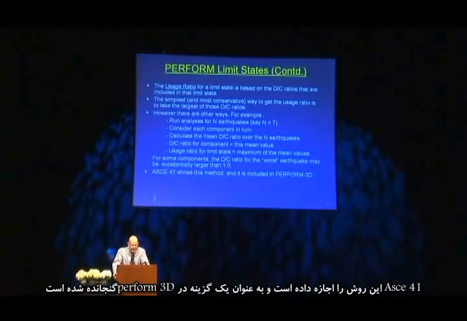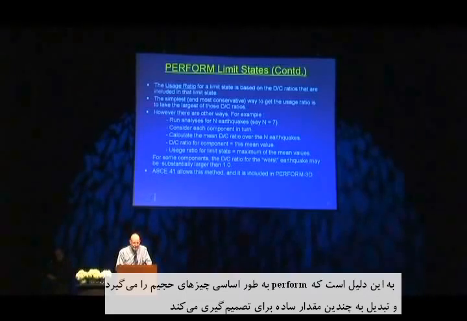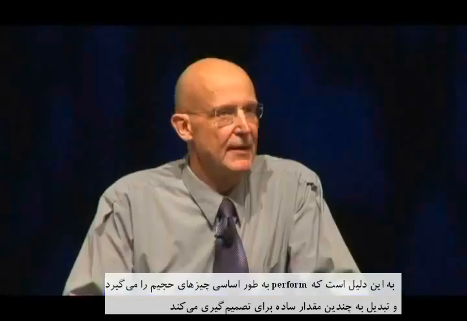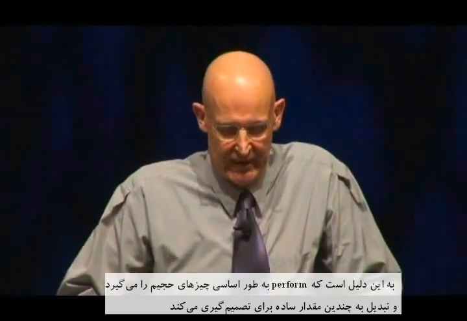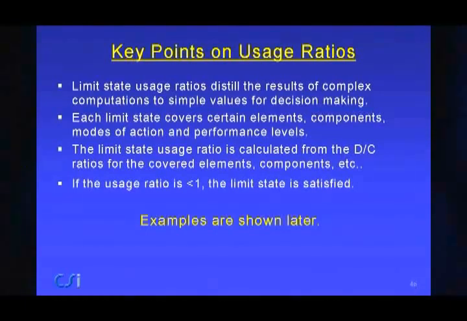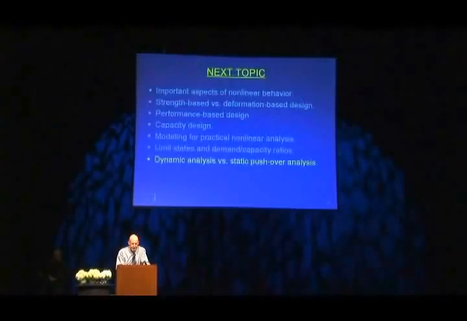ASCE 41 allows this method, and it is included as an option in Perform 3D. I'll demonstrate this later on when we show some limit states. So this is the way Perform takes an awful lot of stuff and distills it down to a few simple values for decision making. The limit state usage ratios distill the results of complex computations into simple values. As we said before, I'm going to show some examples in a moment.